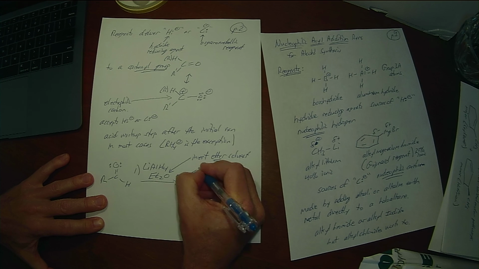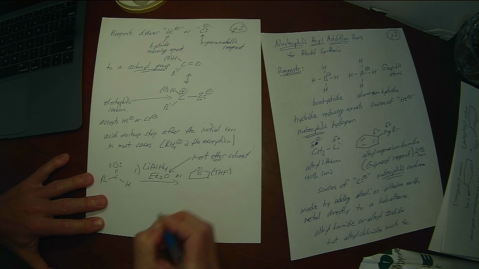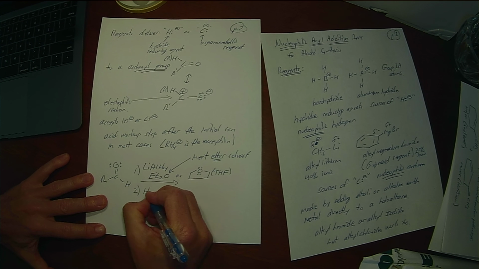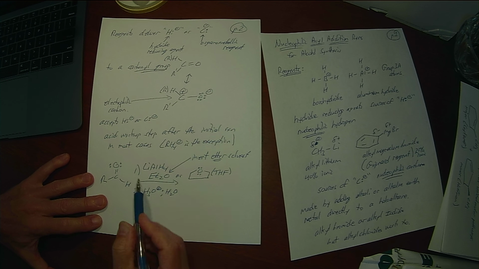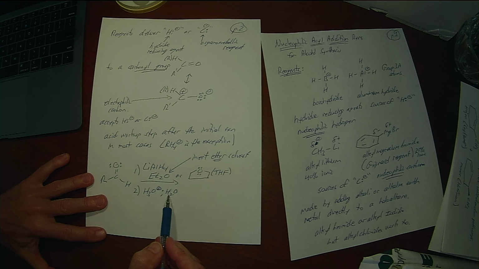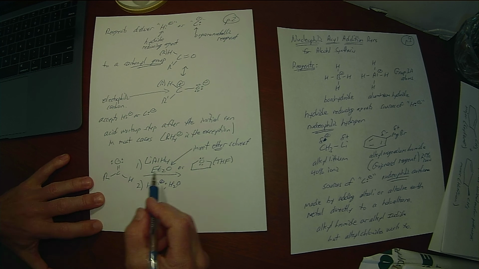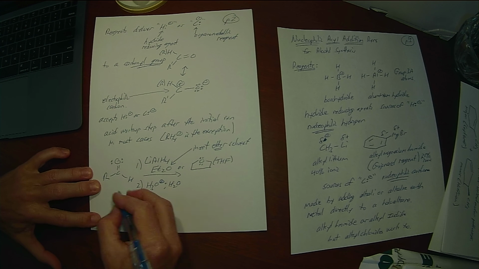THF is basically diethyl ether but in a ring. Those are the two most common inert ether solvents. And then in the second step, there's a separate aqueous acid workup. You can't have lithium aluminum hydride in aqueous acid, or all it will do is deprotonate the water, form hydrogen gas, and generate enough heat to ignite. So you've got to make sure that this step is done before you add the acid.